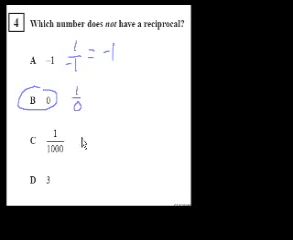We don't know what 1 over 0 is. Maybe that's a project for you to think of it, what it should mean. And of course, these have reciprocals. 1 over 1,000 is just equal to 1 times 1,000 over 1, which is equal to 1,000. And the reciprocal of 3 is, of course, 1/3.